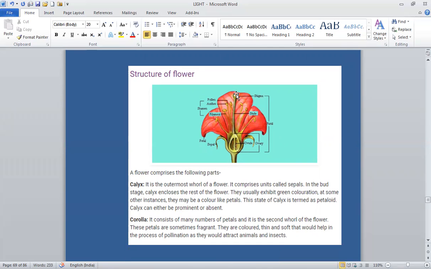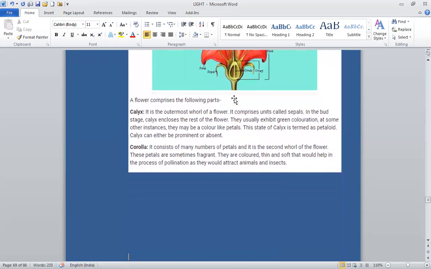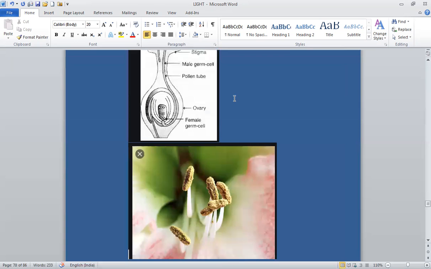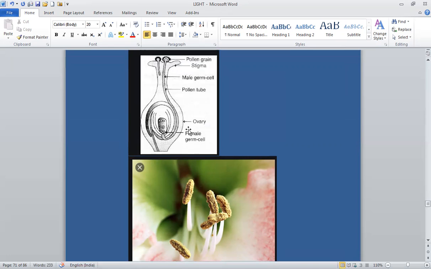Depending upon the number of carpels, a flower is monocarpellary, bicarpellary, or polycarpellary. Each carpel consists of a basal swollen ovary, this is the ovary, this is the style, and this is the stigma. Means we can say each carpel has 3 parts: ovary, style, and stigma.